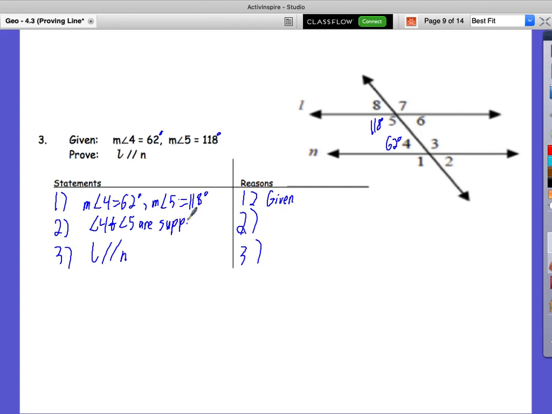Going back to chapter 2, how do we know that 2 angles that add up to 180 are supplementary? Because that's the definition of supplementary. Very good. That's the definition of supplementary. That's exactly what the word means.